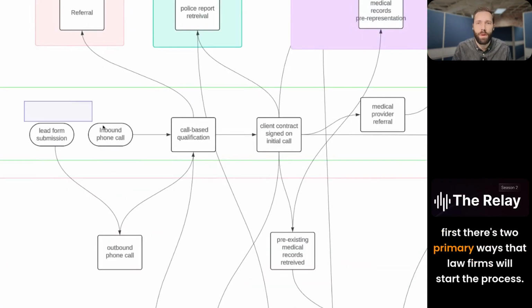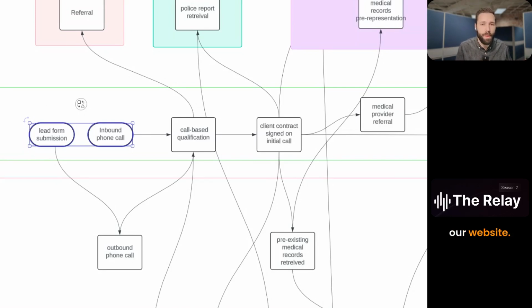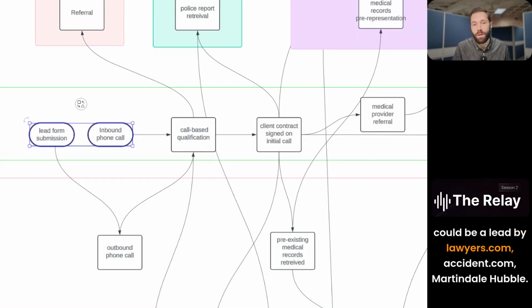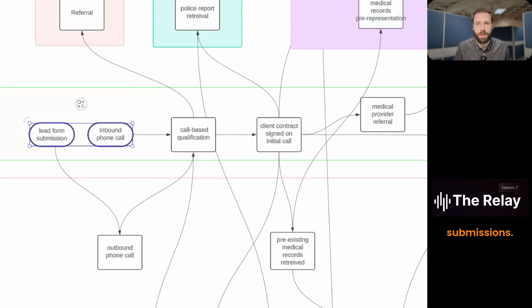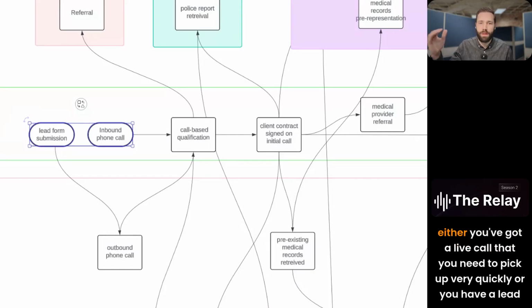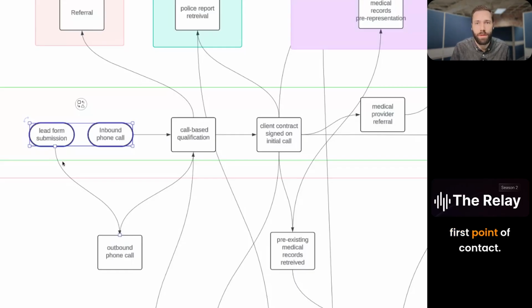First, there are two primary ways that law firms will start the process, either a lead form submission, and generically that means somebody putting a lead in on a website. It could be a lead by lawyers.com, accident.com, Martindale-Hubbell. There's a million ways a lead can come in, either through email or through form submissions. But ultimately, it boils down to two things. Either you've got a live call that you need to pick up very quickly, or you have a lead form and you're doing an outbound phone call back to that lead to try to establish your first point of contact.